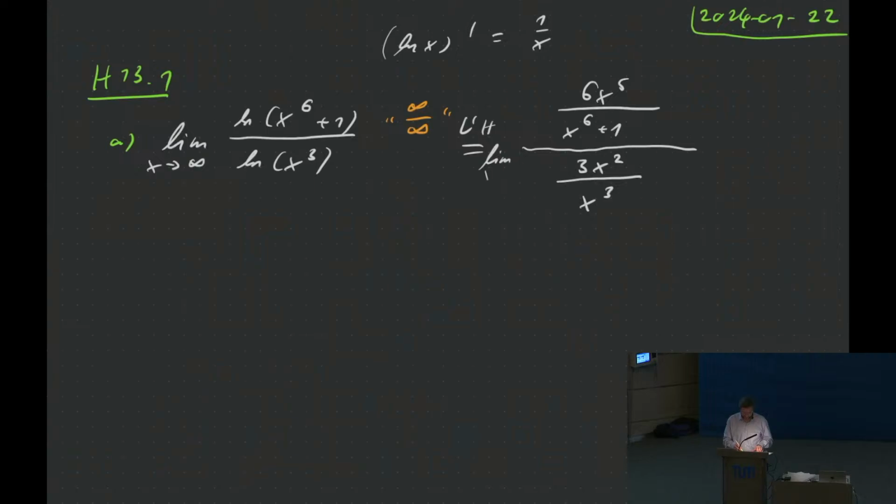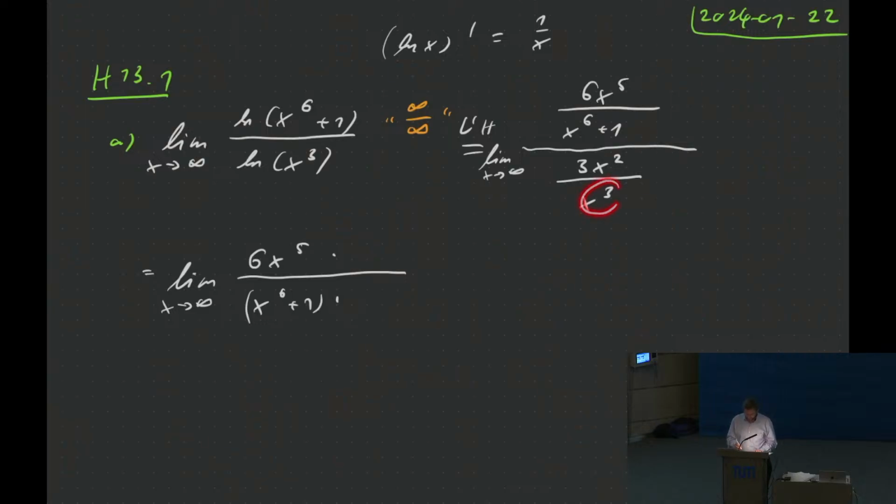And I forgot the limit. Let's write that in front of that. And now, of course, we have a huge double fraction. Let's just simplify that a little before we go on. So what do we have here? In the numerator, we have 6x to the power of 5 and x to the power of 6 plus 1 in the denominator. And we multiply that. Let's see, this here goes in the numerator. So we have x to the power of 3, and we have 3x to the power of 2 in the denominator.